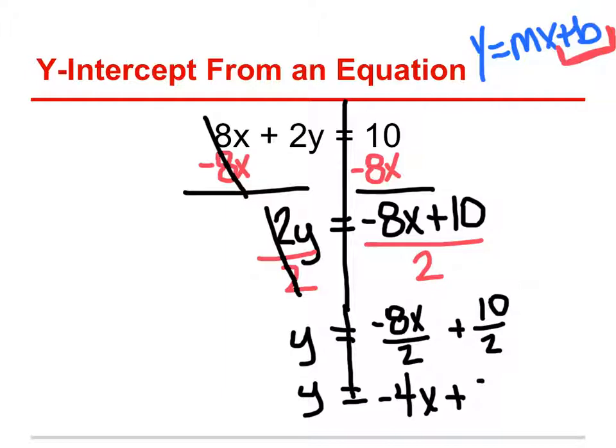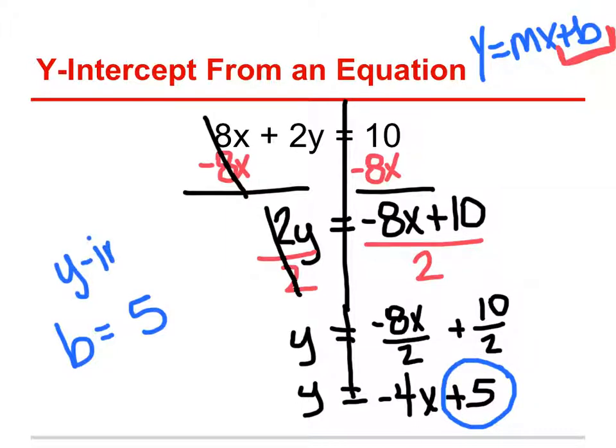Now, to answer this, we are looking for our y-intercept. That's the number that's being added or subtracted from x when y is by itself. So in this case, our y-intercept equals a positive 5. That means when we graph this later, 5 is going to be our beginning on our y-axis. So our y-intercept is a positive 5.